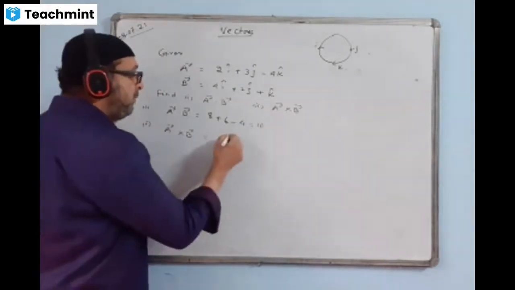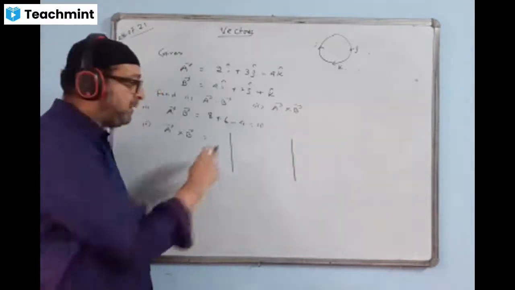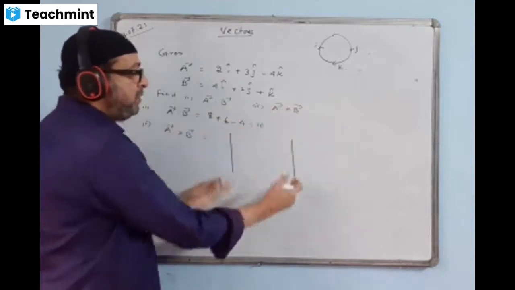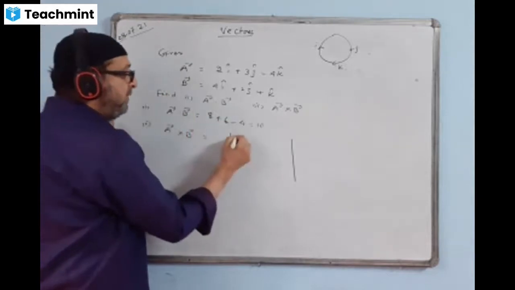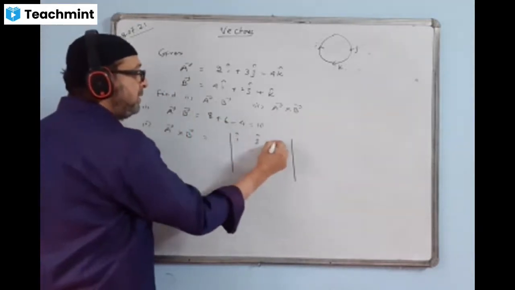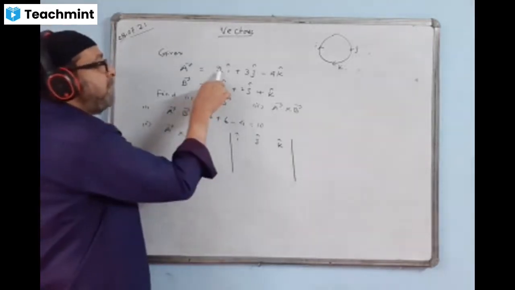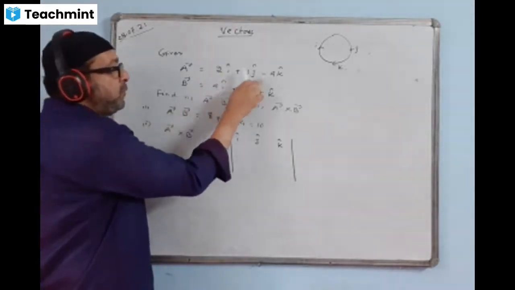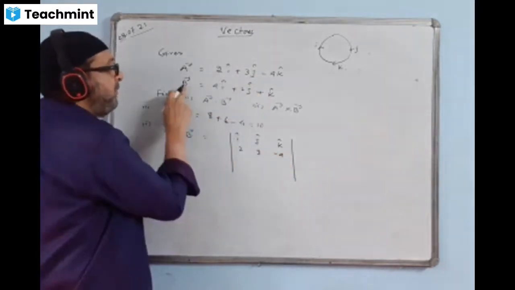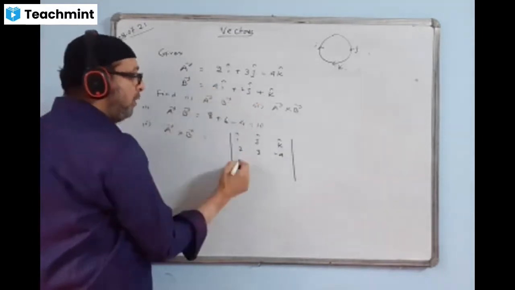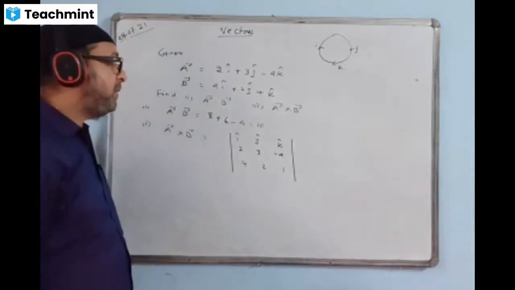For the determinant method, now we'll do like this. This is the sign of determinant, like a matrix, but the determinant is two straight lines. First I'll write i, j, k. What are the numbers at the back? We'll write only the numbers 2, 3, minus 4, with the sign also. Second, the B vector: 4, 2, 1, all positive. First we'll write in the form of determinant.